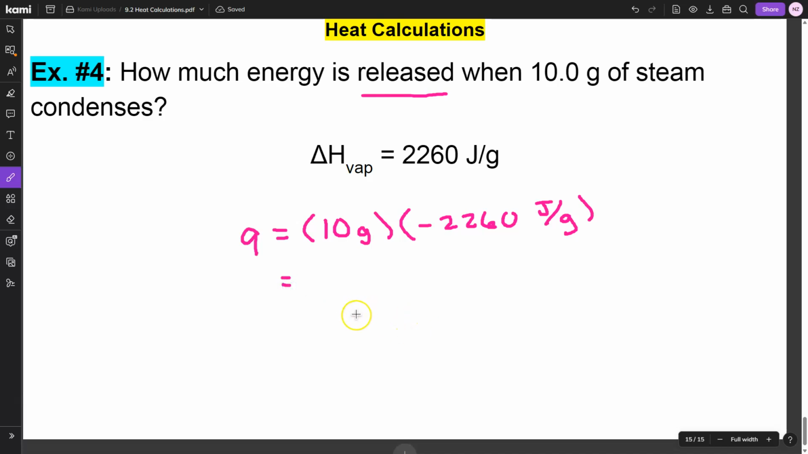All right, I'm going to go ahead and plug this into my calculator, and I'm going to get negative 22,600 joules. And that's it. That's all there is to heat calculations.